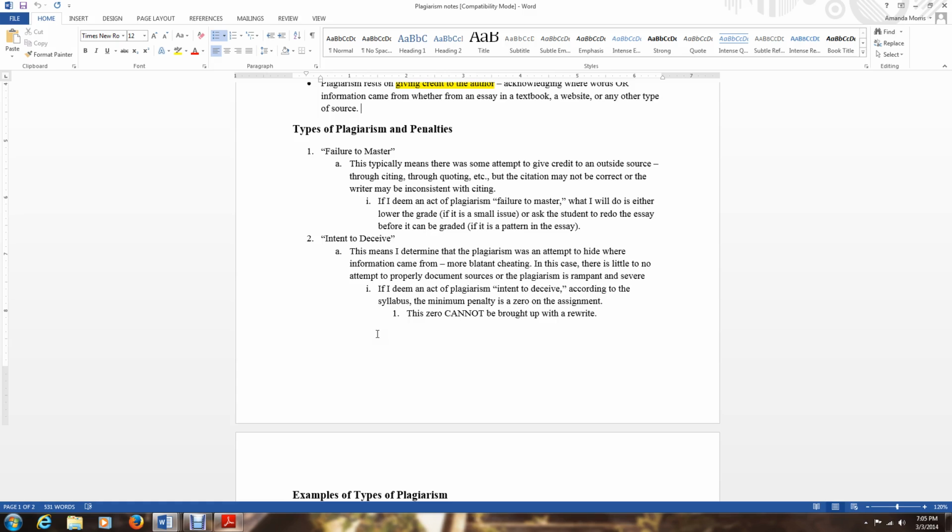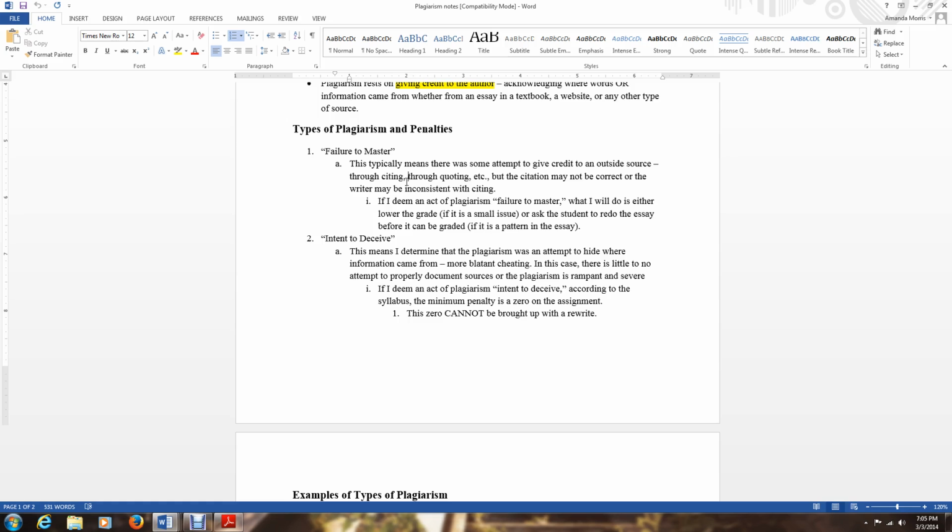So the first one, as I number it here, is what I call failure to master. As I explained here, this is when I read an essay and there is some attempt by the student to give credit. Usually this means they have quoted some, they've acknowledged where it wasn't their words, there are probably some citations, but they're not consistent. Maybe they left off a citation in one place, or the citations are not exactly accurate, or that sort of thing.